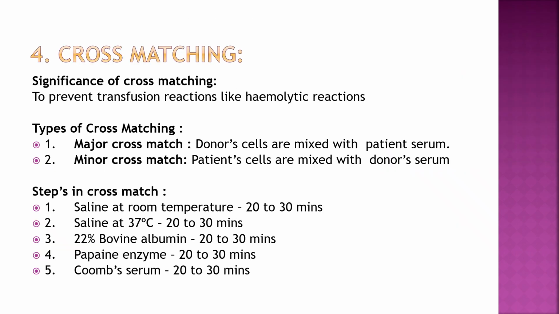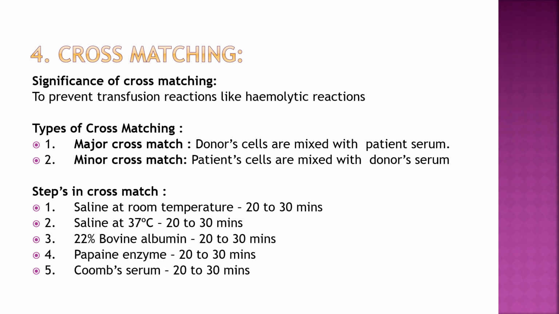So the significance of cross matching is to prevent transfusion reactions like hemolytic reactions, which occur because of mismatched blood transfusion. Now, types of cross matching: there are two, major and minor. In major cross match, donor cells are mixed with patient serum, so the donor's antigen is going to react with the patient's antibody. In minor cross match, patient cells are mixed with donor serum, that means the patient's antigen will react with the donor's antibody.